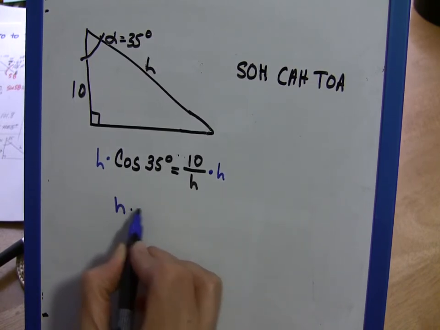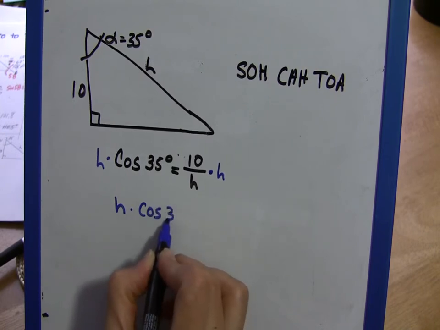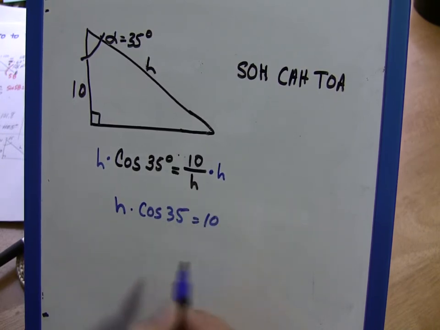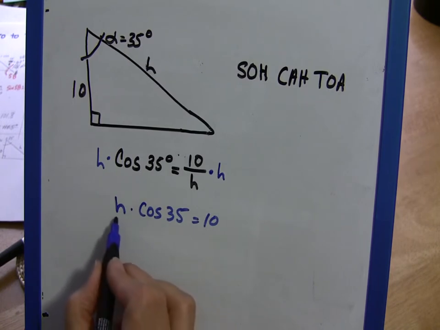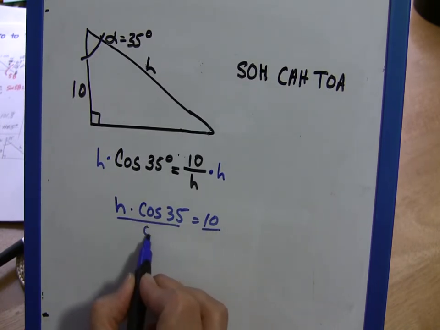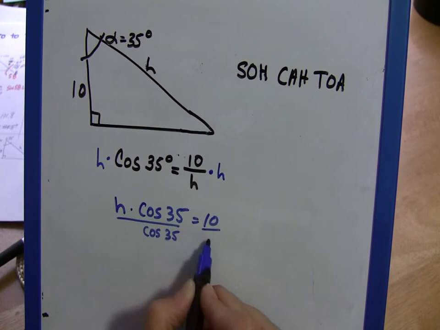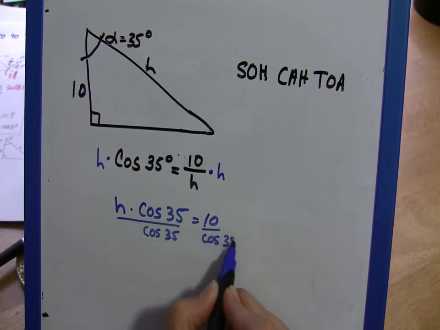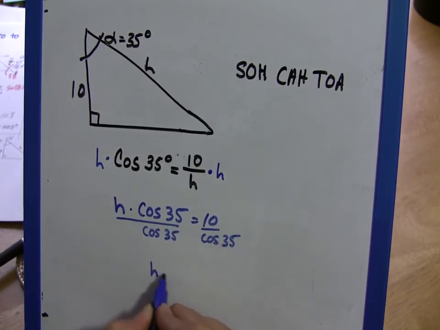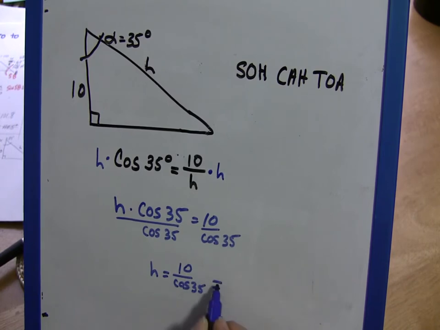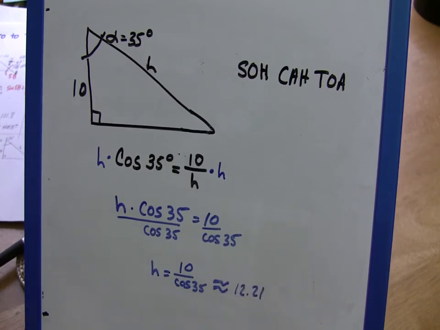We're going to get h cosine 35 equals 10. Well, we still want to isolate that h. Let's divide both sides by cosine 35. We're going to get h equals 10 over cosine 35, which if we punch that through on a calculator, we get approximately 12.21. There's an example of cosine.